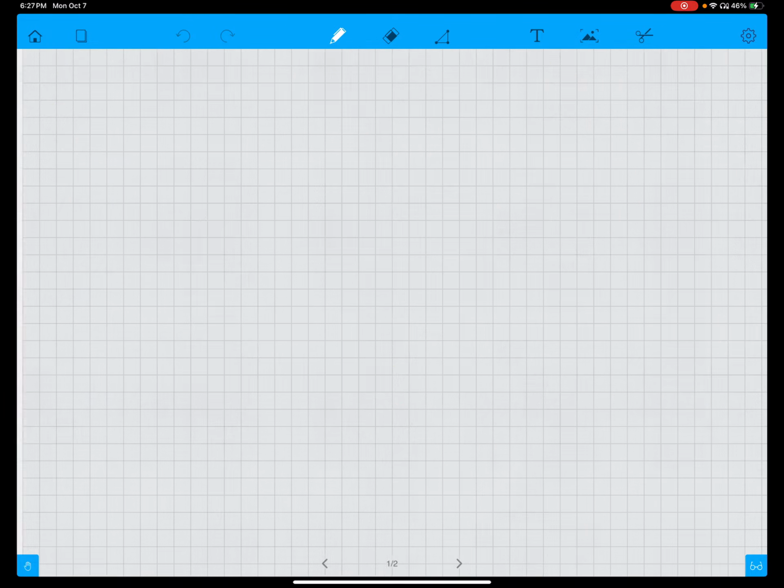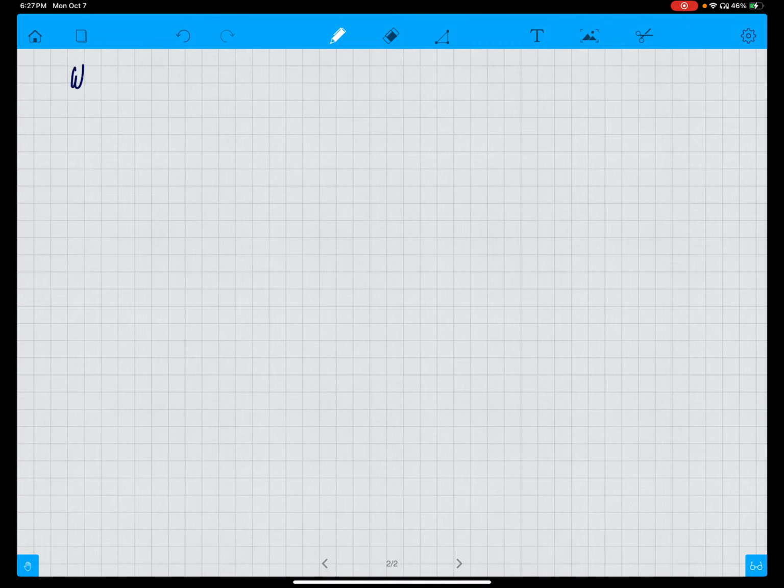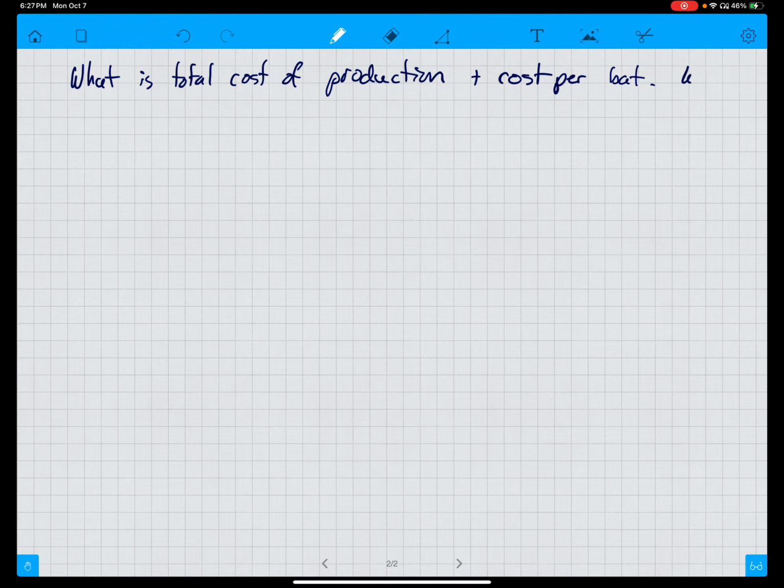So the first question we're going to ask is, what is total cost of production and cost per bat? What is labor cost per bat? This is pretty straightforward. It is simply totaling the cost.